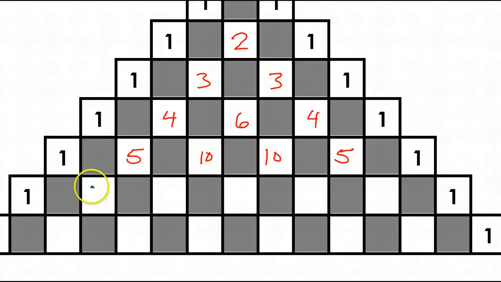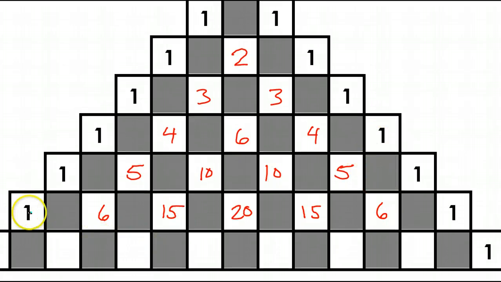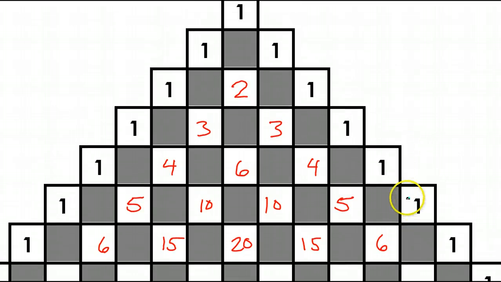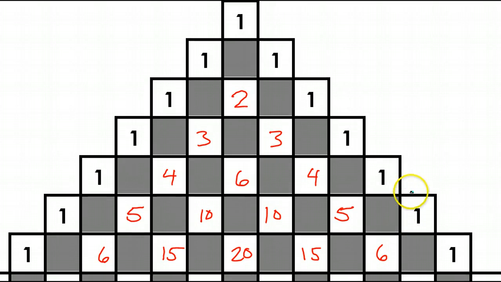I'll just do one more row for now. So this will be 6 and 15 and 20. Alright, 10 plus 10 is 20. 10 plus 5 is 15. And then 5 and 1 makes 6. Alright, and again, the ends are always going to be 1s. So if you understand the process that I just did, you should be able to generate Pascal's triangle anytime you want. You don't need a chart to fill in. You could just do one yourself.